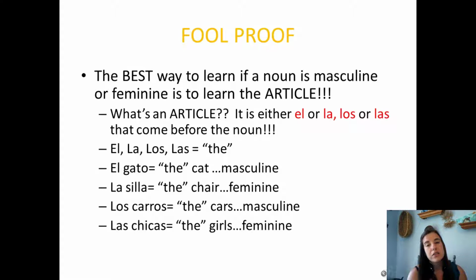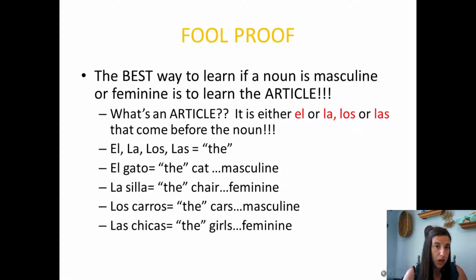So the articles give us a ton of information about the noun that we're talking about. It tells us if it's singular or plural, and it also tells us if it's masculine or feminine. So instead of telling you that you need to memorize all of these rules about nouns and how to tell if they're masculine or feminine, I think it's easier when you learn a new word in Spanish to also learn the article that goes with it. So in your vocabulary lists, the articles should be accompanying the nouns.